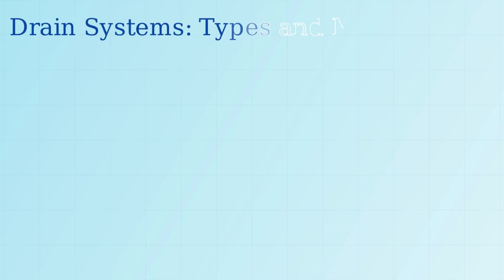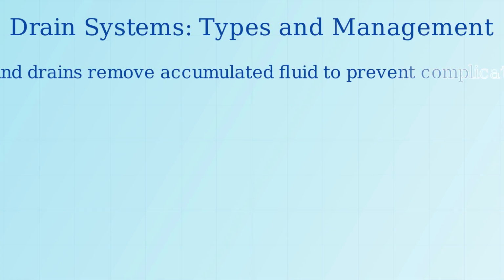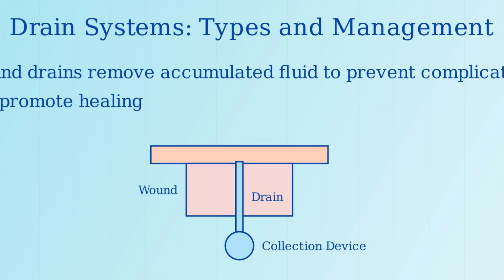Wound drains are essential devices used to remove accumulated fluid from surgical sites or wounds. These drainage systems prevent complications such as hematomas, seromas, and infections by removing excess blood, serum, and other fluids. Wound drains serve several important purposes in the healing process.